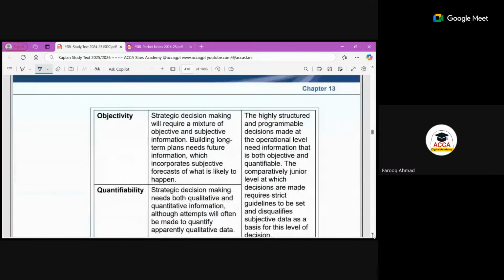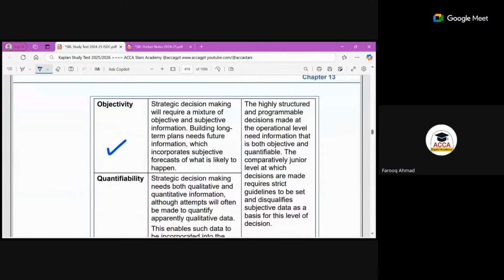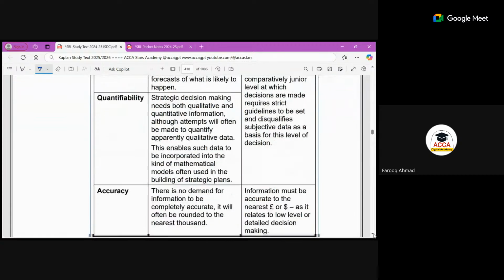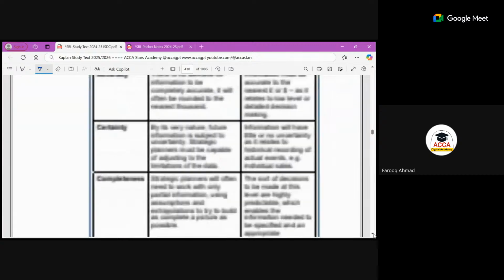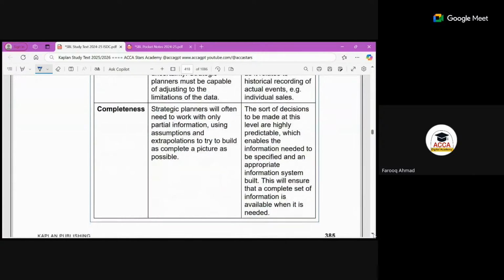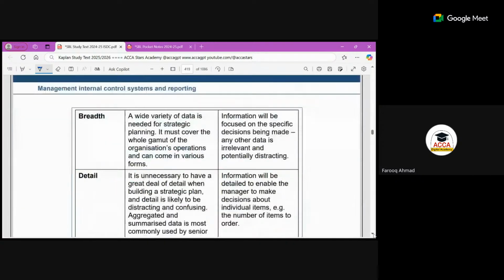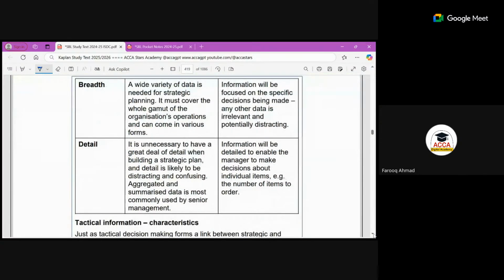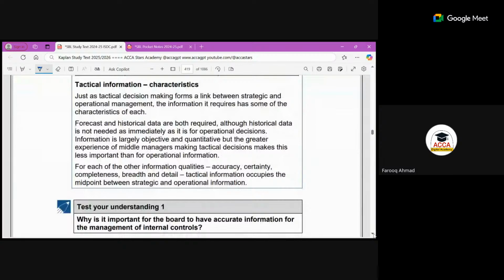Timeliness, see, this example they have mentioned. Objectivity: strategic decision making will require a mixture of objective and subjective information, while at the operational level they have to take highly structured and programmable decisions. And quantifiability, accuracy, completeness, then breadth, detail, and tactical information and its characteristics.